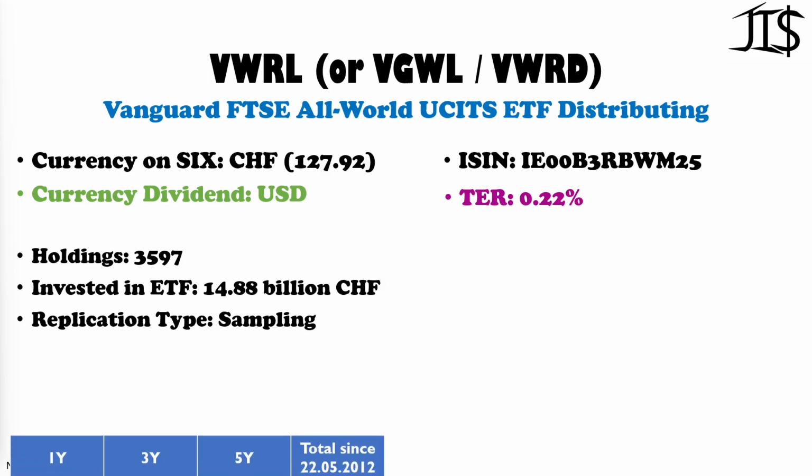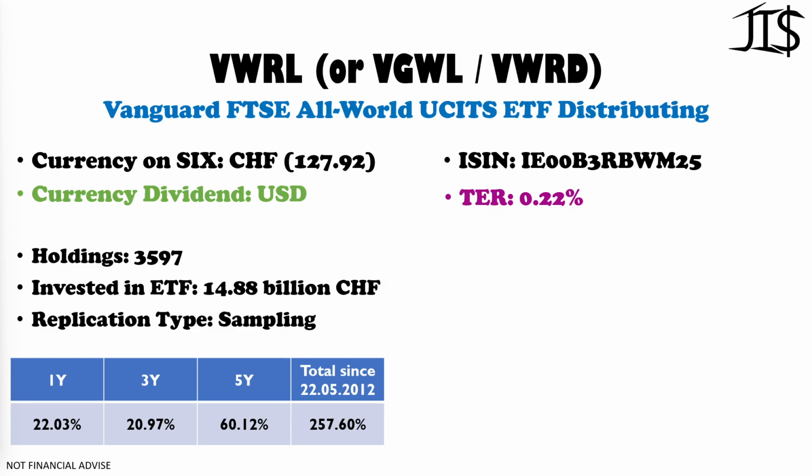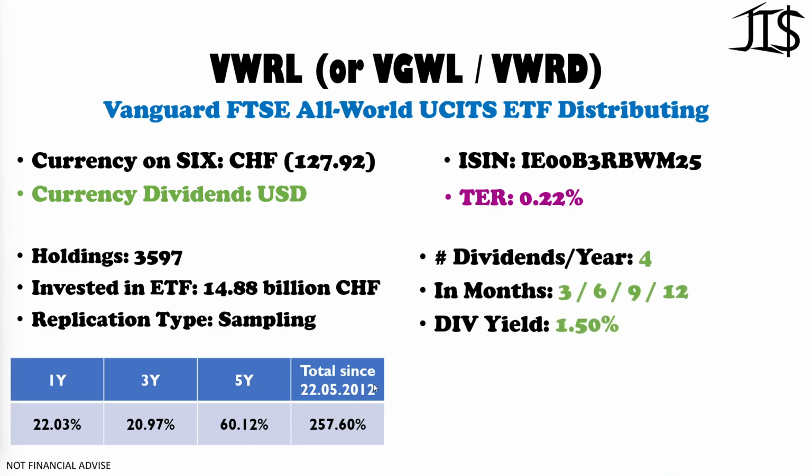It's a sampling type, and the performance is always in US dollar, also from the WEBG. It was the case, everything was in US dollars there for the performance. So this one is up 22.03% in the past year, and in the past 5 years it is up 60%. Pays out quarterly dividends, and the dividend yield is 1.50%.